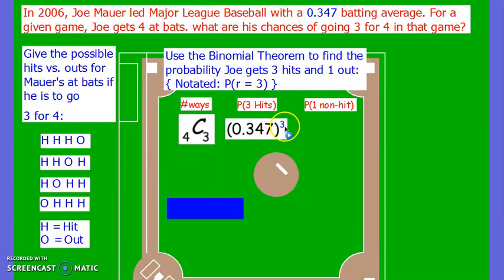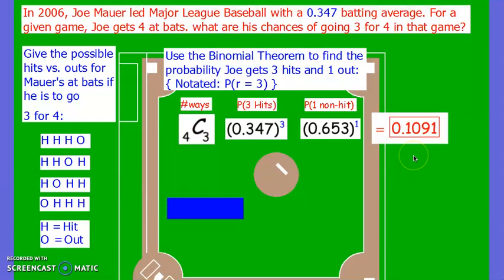So if we do that 3 times over and then get a non-hit, well, if there's a .347 chance of him getting a hit, then subtract that from 1, there's a 0.653 probability, I guess, not percent chance, 65.3% chance that he's not going to get a hit. Well, that needs to happen 1 time. So we'll multiply those probabilities and multiply that by the number of ways in which that can happen, and basically find out that there is almost an 11% chance, a 0.1091 probability, that he has a 3 for 4 day. We can also apply that to larger situations.